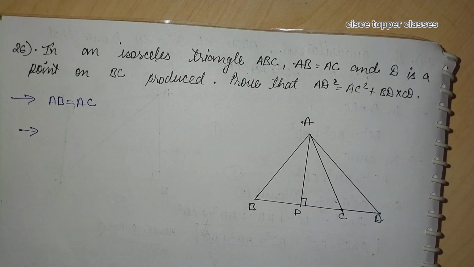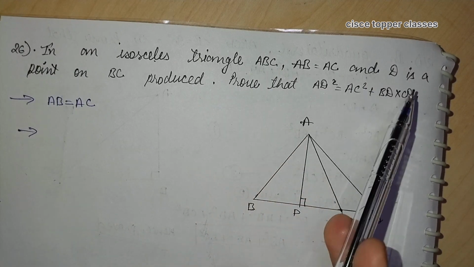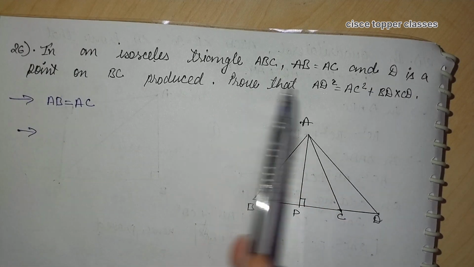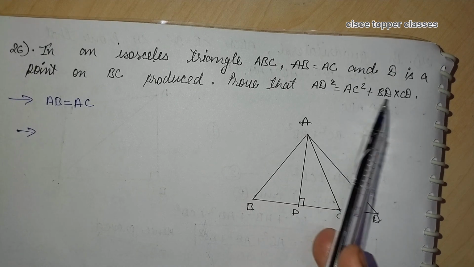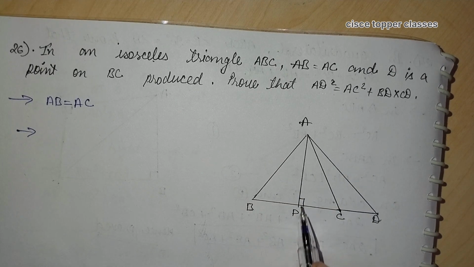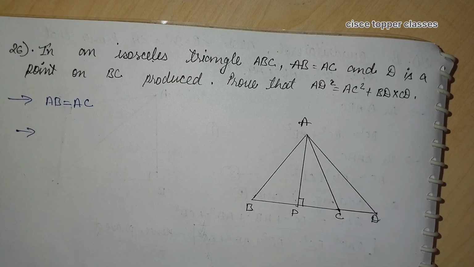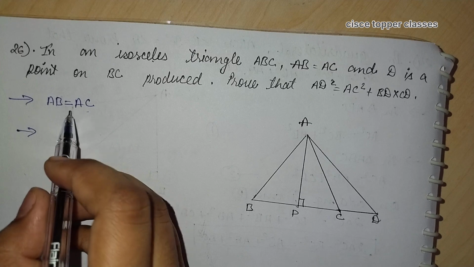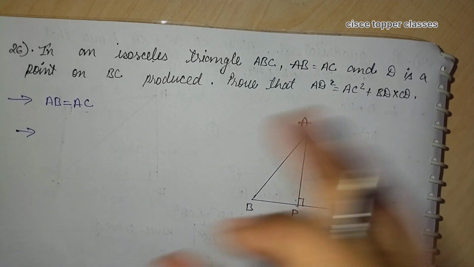Now let us solve 26th question. In an isosceles triangle ABC, AB is equal to AC and D is a point on BC produced. Then we have to prove that AD square is equal to AC square plus BD into CD. We will draw a perpendicular to find it by Pythagoras theorem. So here AB is equal to AC, given to us, and we have drawn AP perpendicular. Now APD is a right angle triangle.